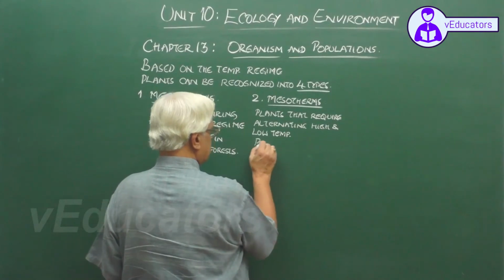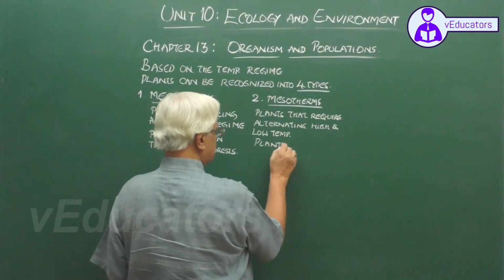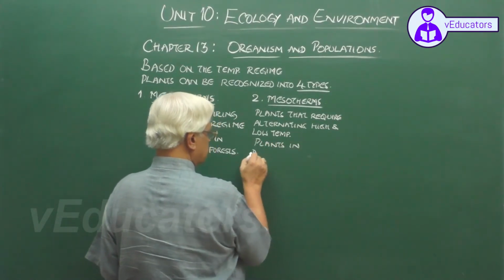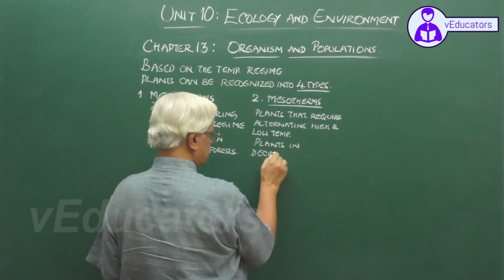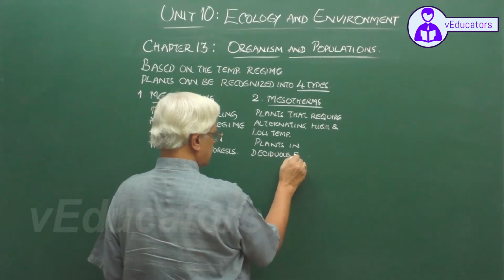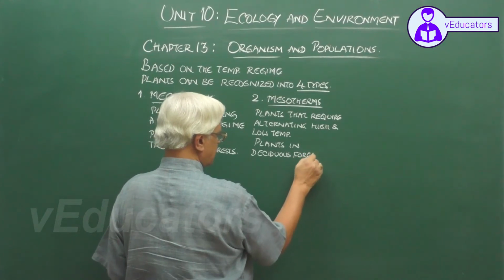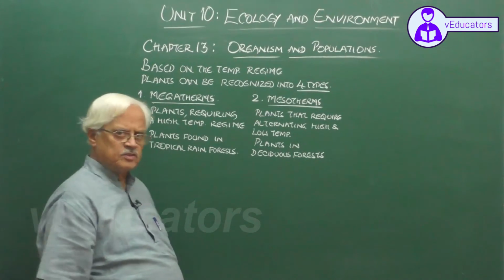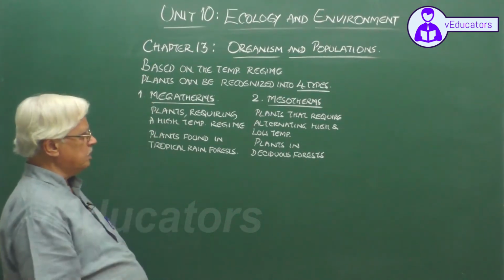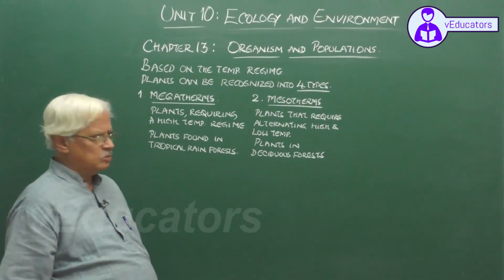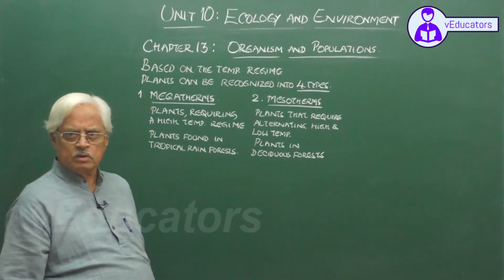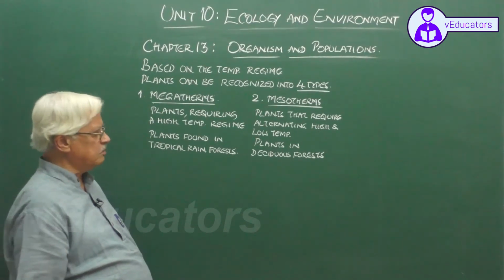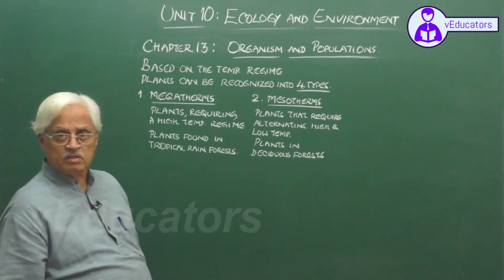For example, the plants growing in deciduous forests belong to this category. In peak summer months, temperature is very high, so they have to suspend transpiration. They lose their leaves, shed their leaves.